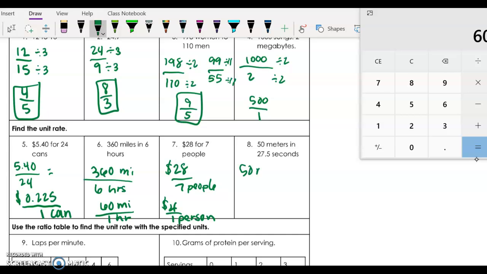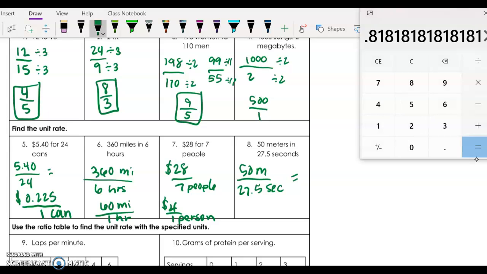50 meters in 27.5 seconds. So we just divide top divided by bottom. So 50 divided by 27.5. And we get 0.81 repeating meters in 1 second.